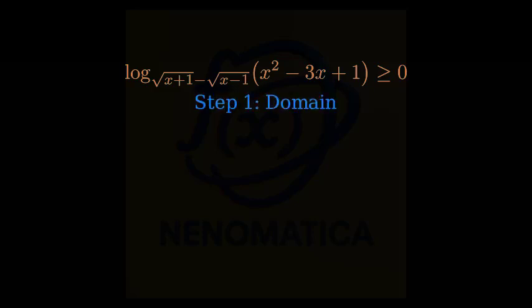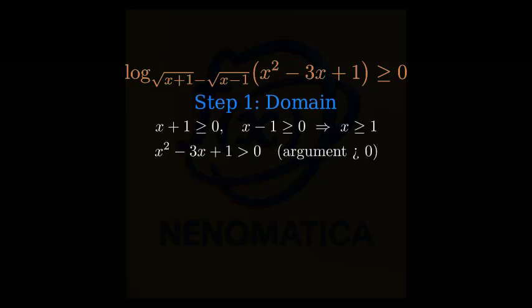Step 1, domain. For the logarithm to be defined, the argument must be positive, the base must be positive, and the base must not be equal to 1. Additionally, the square roots require x plus 1 and x minus 1 to be non-negative. From the square roots, we get x greater than or equal to 1. The argument, x squared minus 3x plus 1, must be strictly positive.